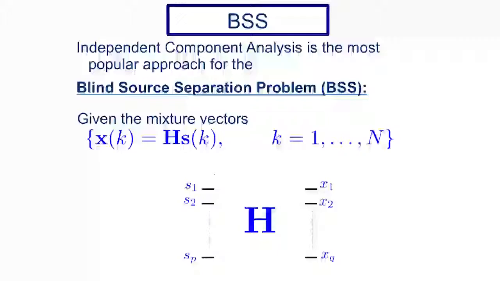Okay. But before addressing that, independent component analysis is the most popular solution for the blind source separation problem. So let me first describe what blind source separation problem is, and then introduce independent component analysis as the solution for that. Blind source separation problem is nothing but a linear inversion problem. So you have these mixture vectors x_k, which are linear combinations of these s sources. So this system takes these s sources, mixes them, and produces mixtures. So this is just a linear mapping.